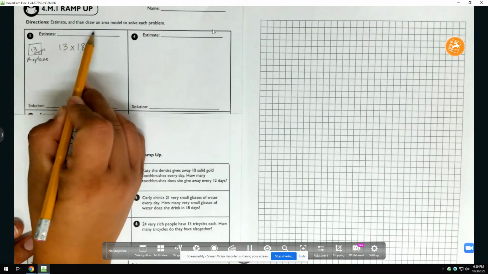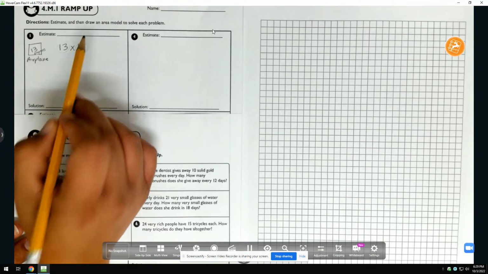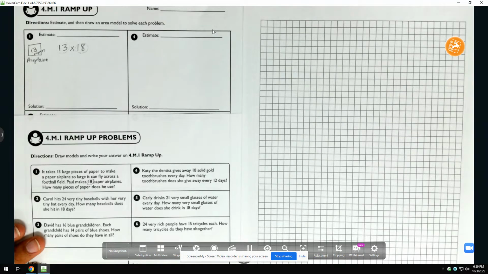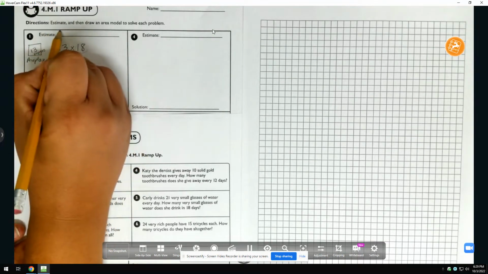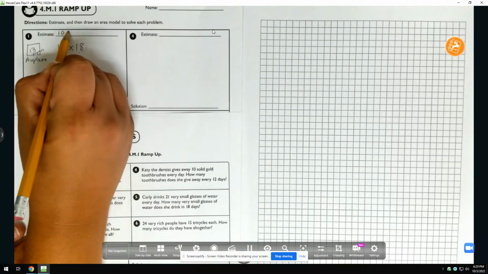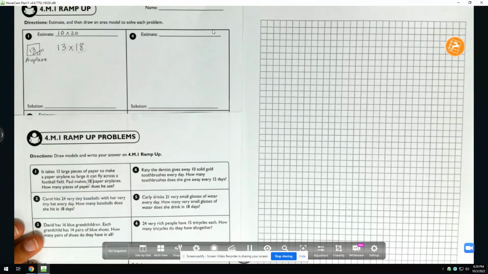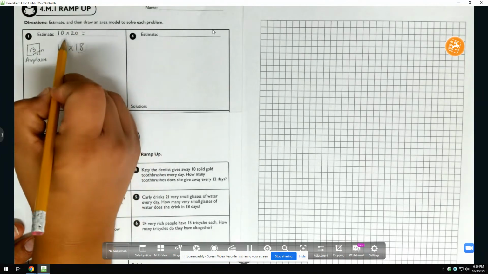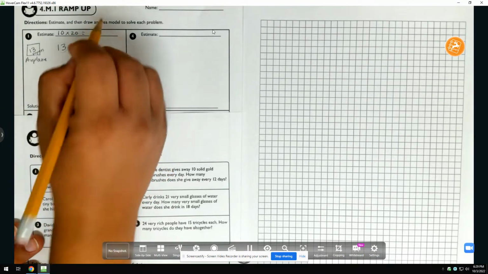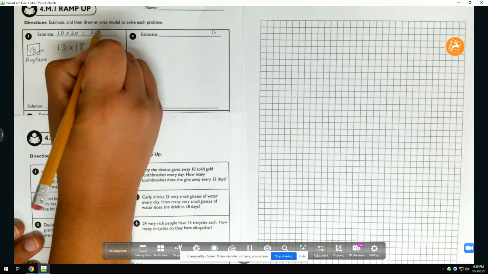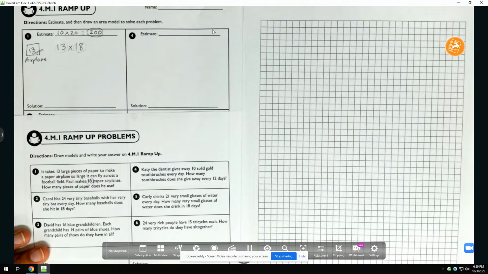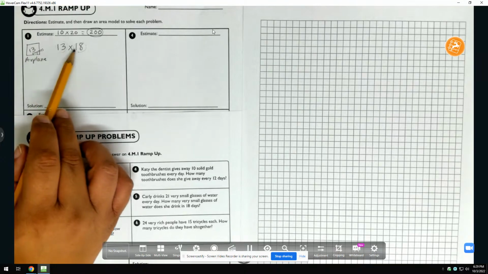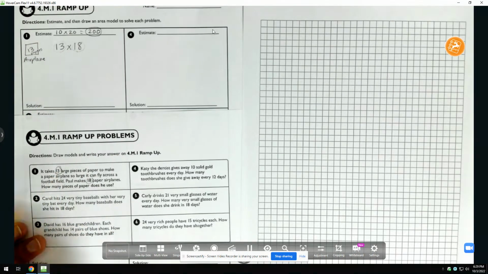And my estimate, remember, I'm going to round each of my factors, and then I'm going to find my estimated product. So 13 rounds down to 10, 18 rounds up to 20. So I have 10 times 20. And so then 10 times 20 is 200. So that I know that my answer, my product, will be somewhere around 200. Okay, so I've estimated, I know that's my equation, 13 times 18.